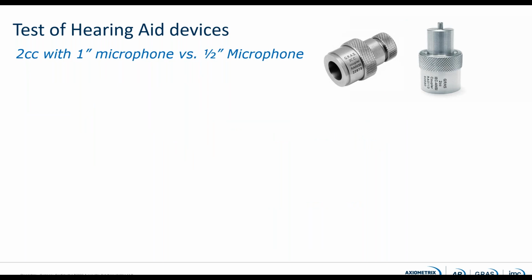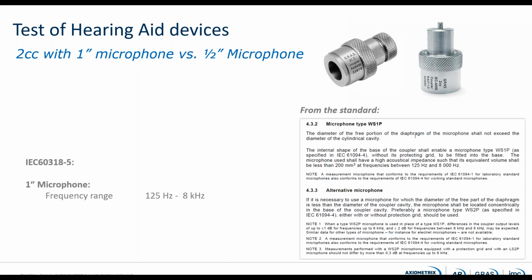If we look at the difference between a 1-inch microphone coupler and a 1/2-inch microphone coupler, then there are some small differences. The IEC 63118-5 is actually made according to a 1-inch microphone. The frequency range is described as 125 Hertz to 8 kilohertz. If we look at the standard, that is written in the standard.